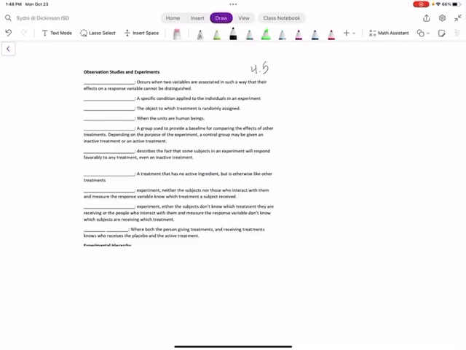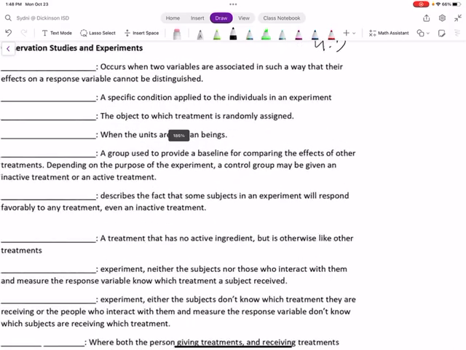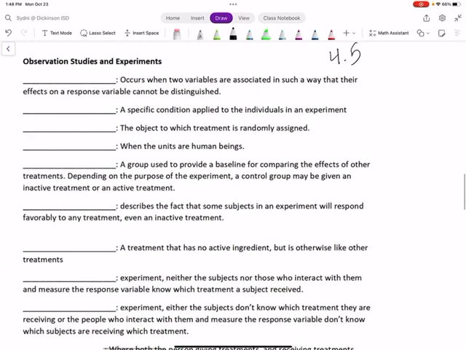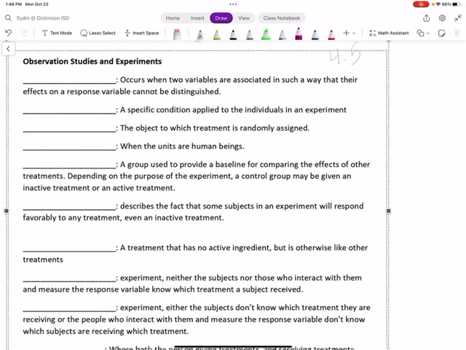Hey guys, today we're going to be talking about observational studies and experiments in 4.5. Essentially what we're going to be doing is going over all of the vocabulary, more of the vocabulary that we haven't yet gotten to.